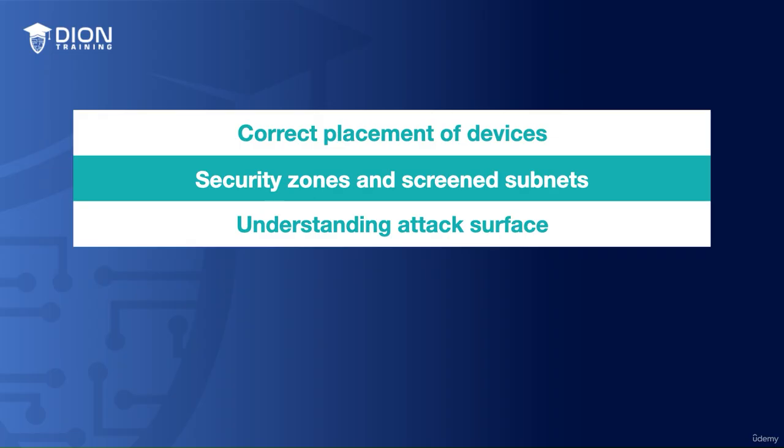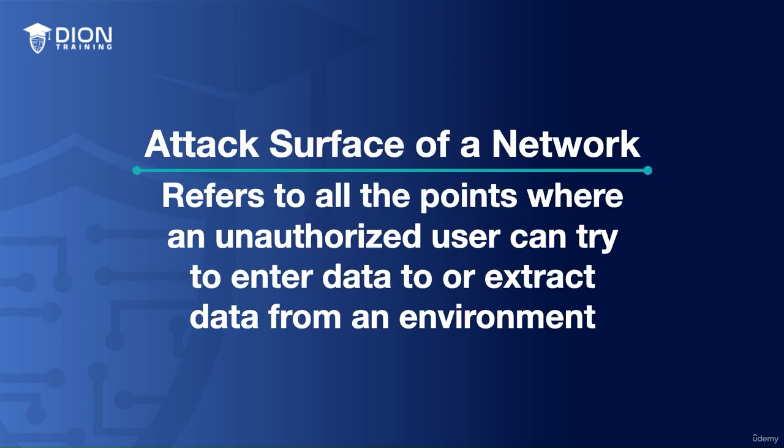Third, we need to consider the attack surface that our network architecture is going to represent to our organization. Now, the attack surface of a network refers to all the points where an unauthorized user can try and enter data to or extract data from an environment.